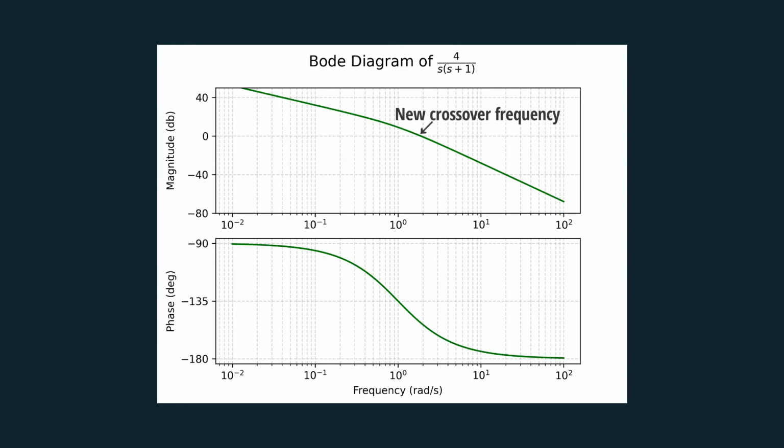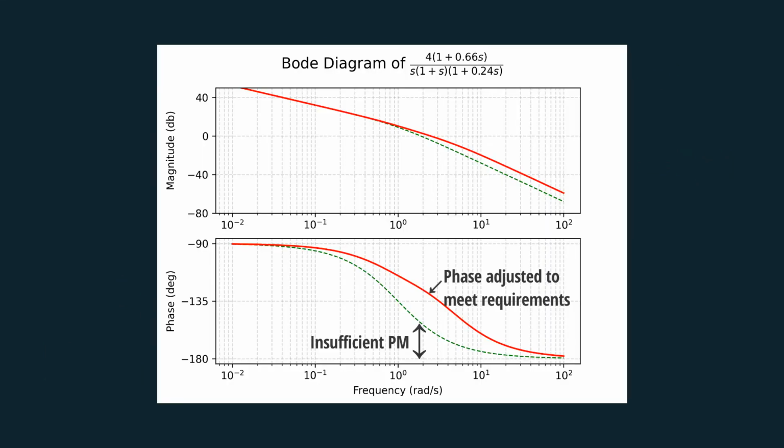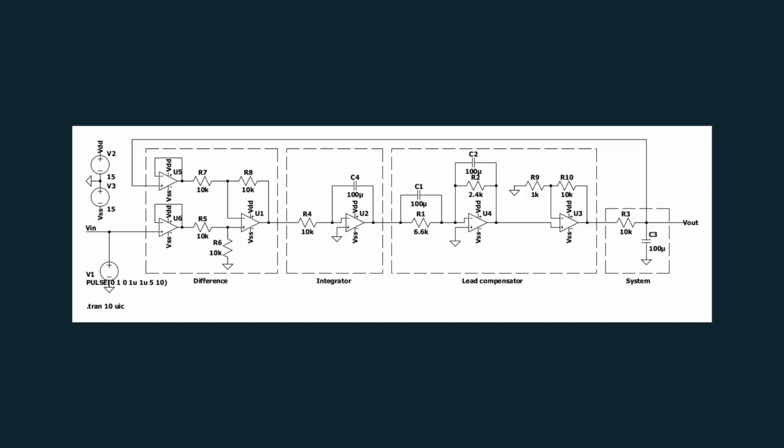The third step is to compute the value of alpha and tau by using these well-established expressions. The goal here is to counter the decrease in phase margin caused by the increase in crossover frequency introduced in the previous step. To validate my design, I used SPICE-based simulation software.